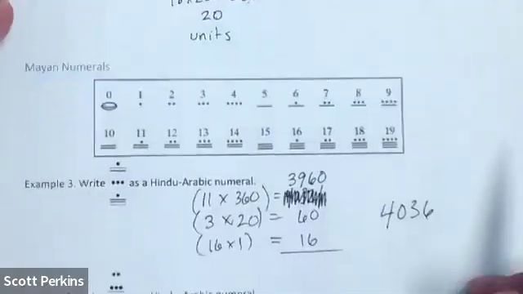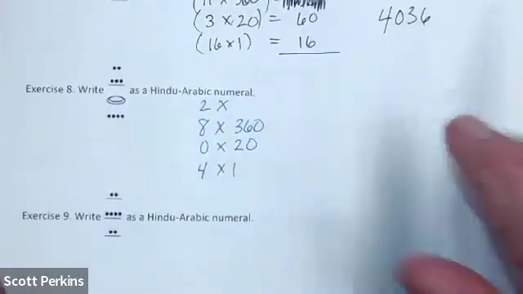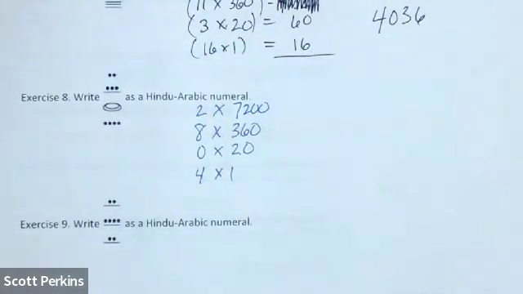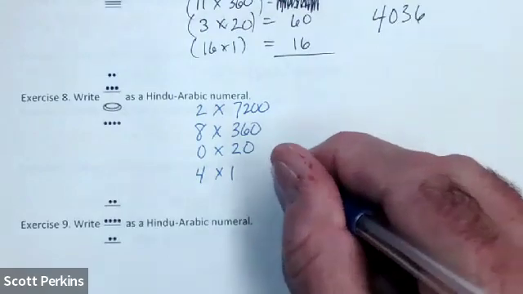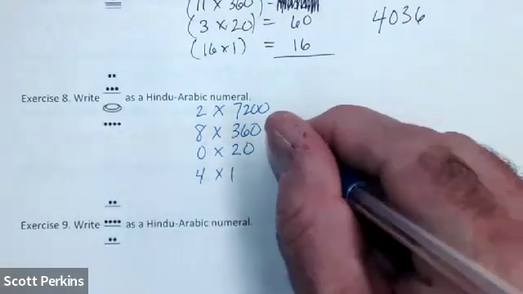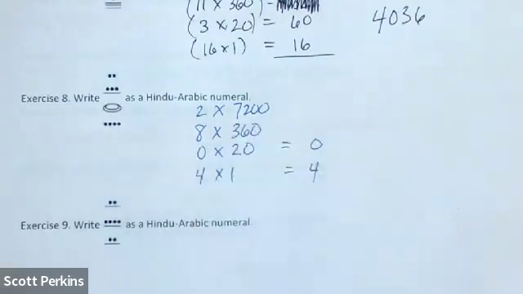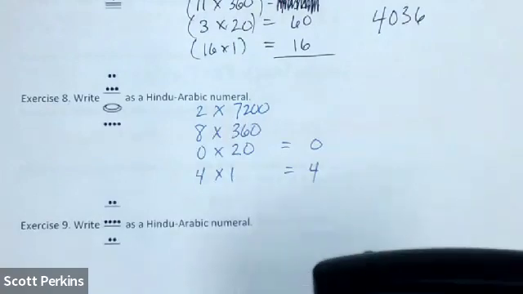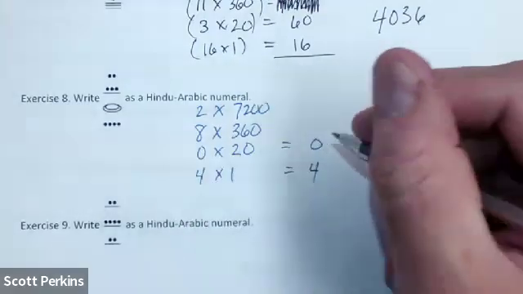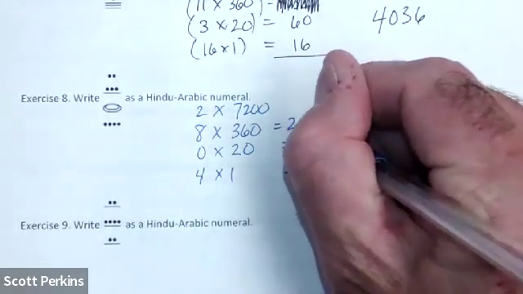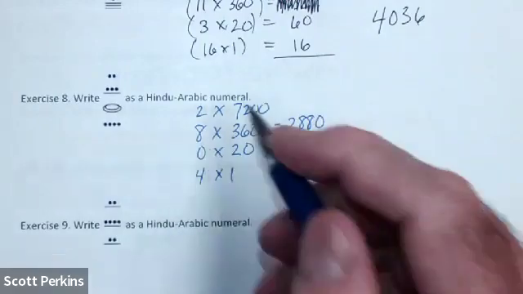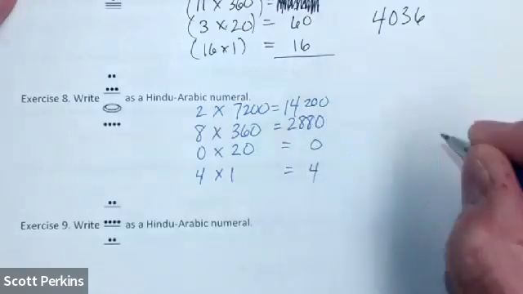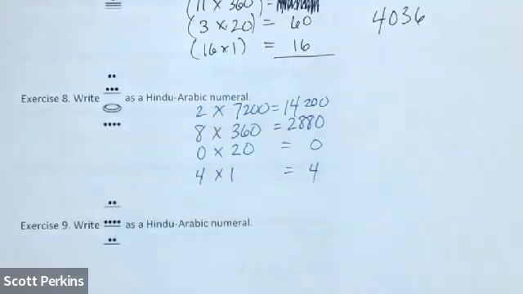So here in our example, we've got 2 times 7,200, and now I'll do the arithmetic on that. 4 times 1 is equal to 4. 0 times 20 is equal to 0. 8 times 360 is 2,880. And then 2 times 7,200 is 14,400. And what do we get when we total all those values up?